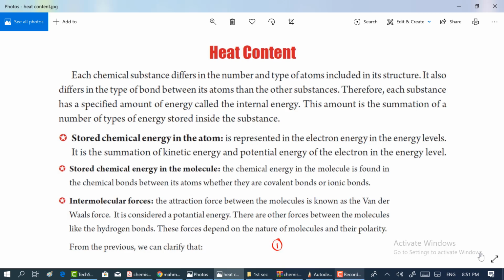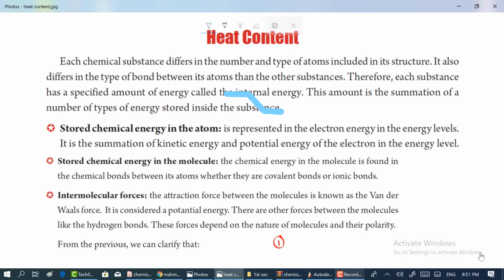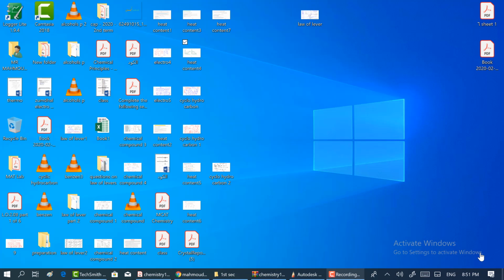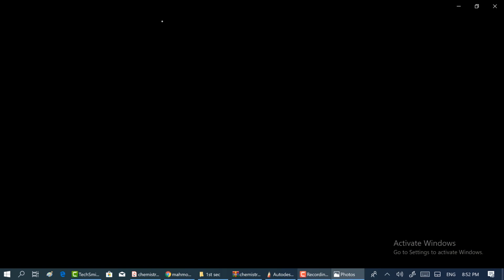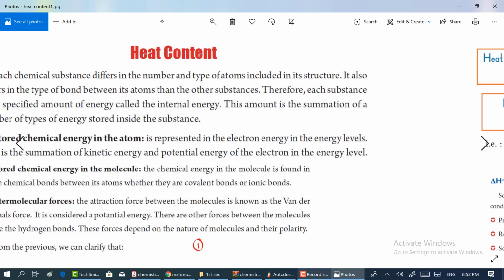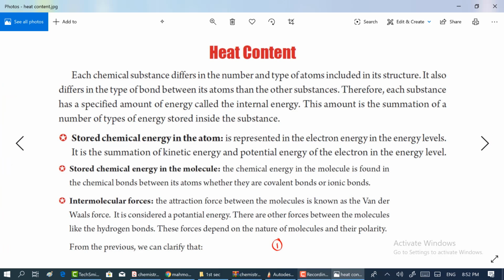As we said before, substances differ from each other in the number of atoms and the bonds between the atoms, and the total amount of these energies is called the internal energy. Okay, it's called the internal energy.